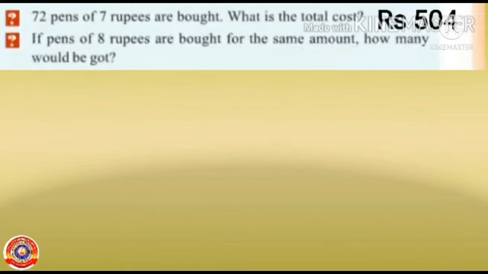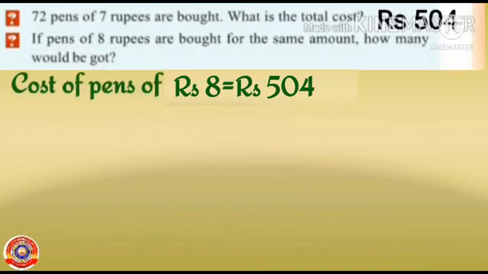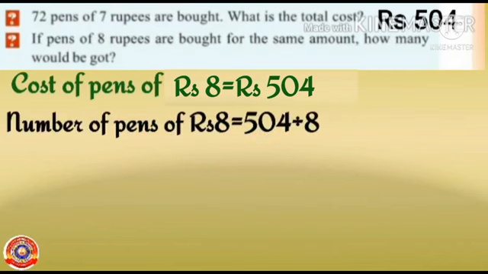Next question. If pens of 8 rupees are bought for the same amount, how many would be got? Listen students. Pens of 8 rupees are bought for the same amount. That means the cost of pens of 8 rupees equals the cost of 72 pens of 7 rupees. So, we can write that cost of pens of 8 rupees equals 504 rupees. So, to find out the number of pens for this 504 rupees, divide 504 by 8.